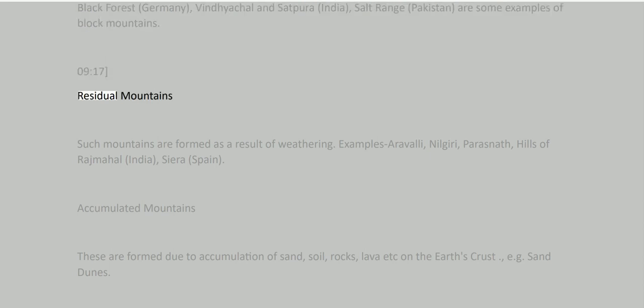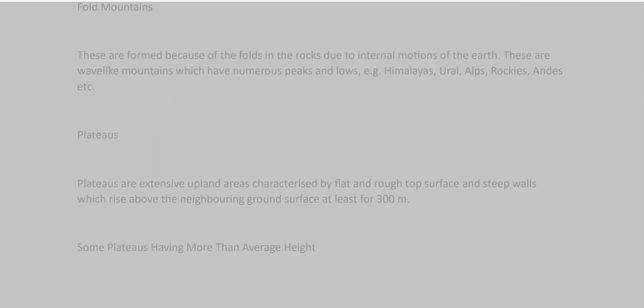Residual mountains. Such mountains are formed as a result of weathering. Examples: Aravali, Nilgiri, Parasnath, Hills of Rajmahal, India; Sierra, Spain. Accumulated mountains. These are formed due to accumulation of sand, soil, rocks, lava etc. on the earth's crust, e.g. sand dunes. Fold mountains. These are formed because of the folds in the rocks due to internal motions of the earth. These are wave-like mountains which have numerous peaks and lows, e.g. Himalayas, Ural, Alps, Rockies, Andes etc.